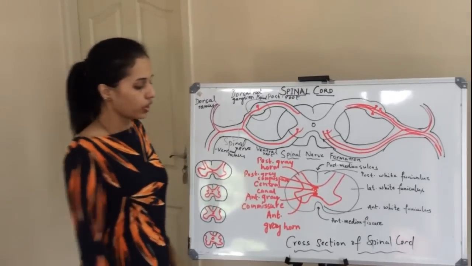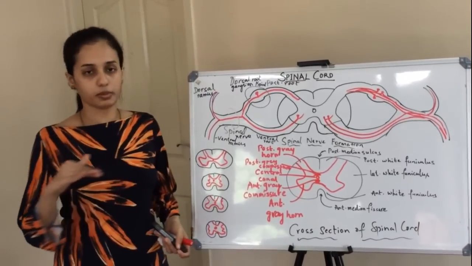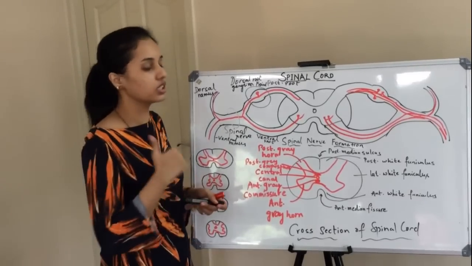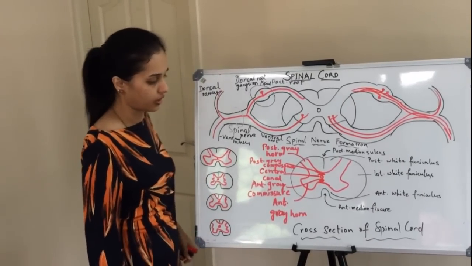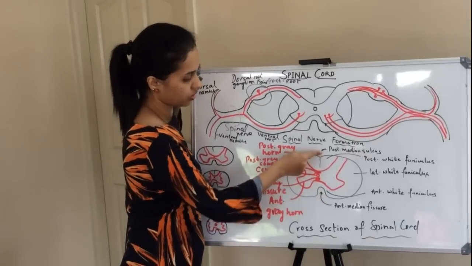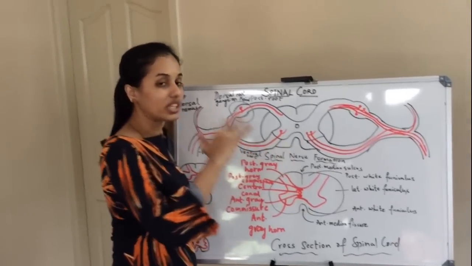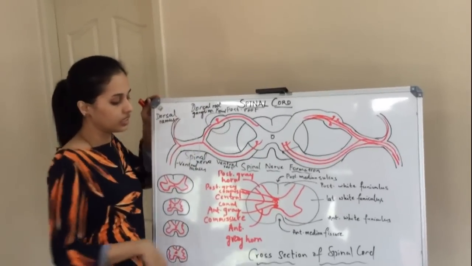Now moving on to the cross section of the spinal cord. If you take a section of a spinal cord, what are the internal features you see in the spinal cord? You can see there are two main features in the spinal cord which are seen both externally and internally.